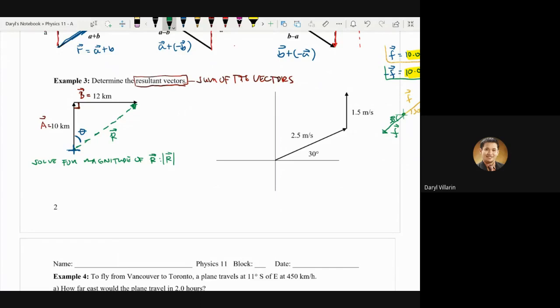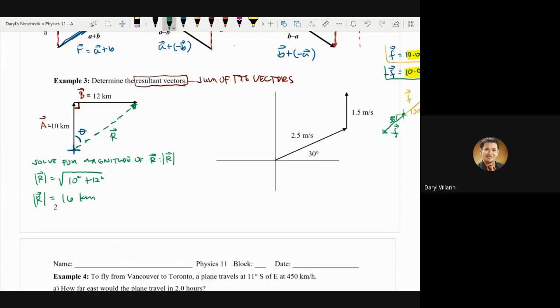And if you use the Pythagorean theorem, the longest side or the magnitude of R is just the square root of 10 squared plus 12 squared. So just the two sides. Again, you can do that because this is just 90 degrees, a right angled triangle. So you'll get an answer of magnitude of R equivalent to 16 kilometers.